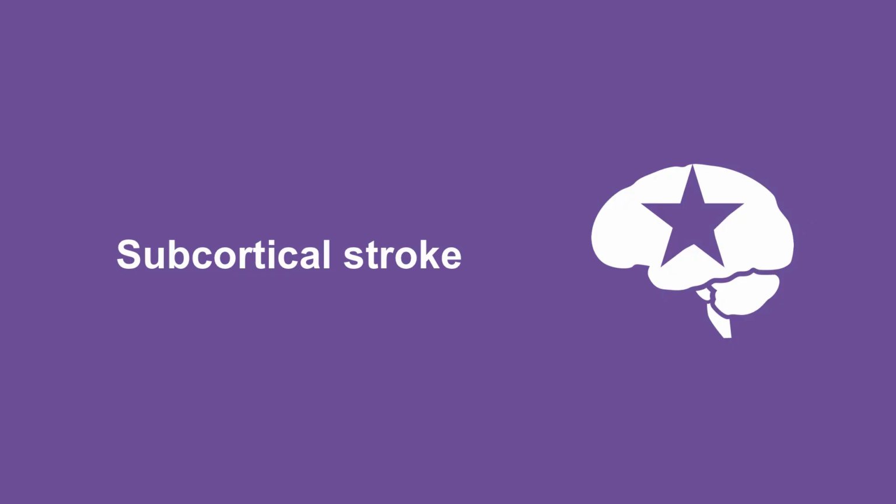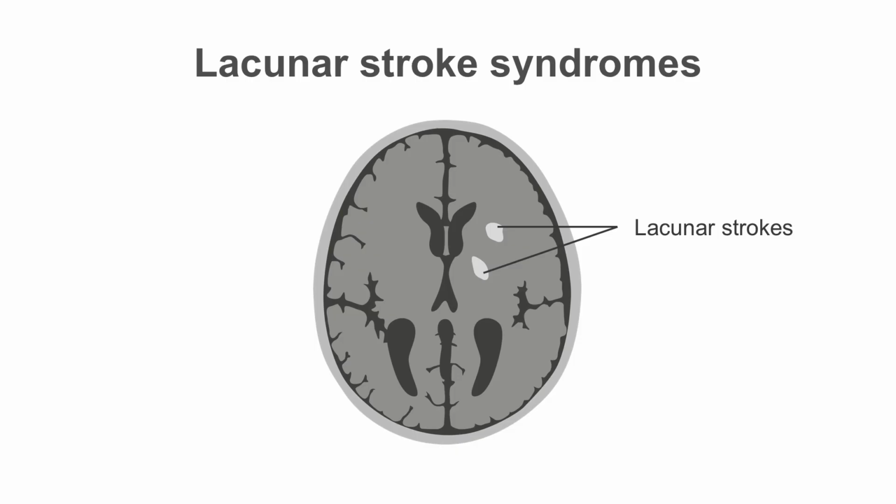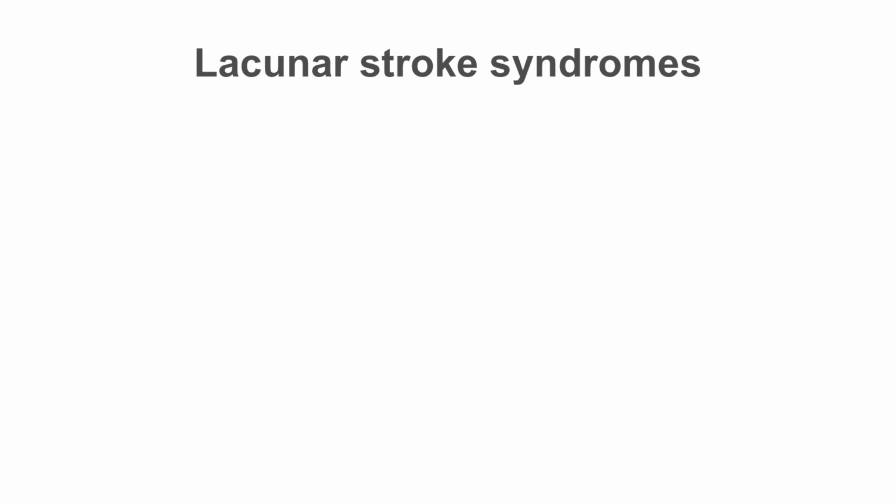Subcortical stroke refers to smaller infarcts or strokes in the deeper brain tissues. Pathologically, they appear as pools or holes in the brain tissue, leading to the term lacuna, which is Latin for pool or pit. Most often, they occur in the basal ganglia, thalamus, pons, and the subcortical white matter. There are 5 lacunar stroke syndromes, the first 3 of which are self-explanatory.